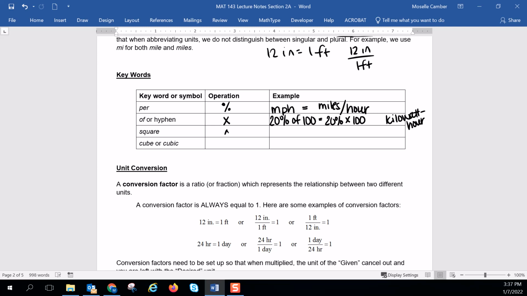When you have a square, that means you're raising to the second power. For example, square feet, when we're talking about area, is feet squared. And then cubic means raised to the third power. You can think of this as 2-dimensional and 3-dimensional, right? Because a square is a 2-dimensional object, and a cube is a 3-dimensional object. So if we have cubic feet, that's feet cubed.